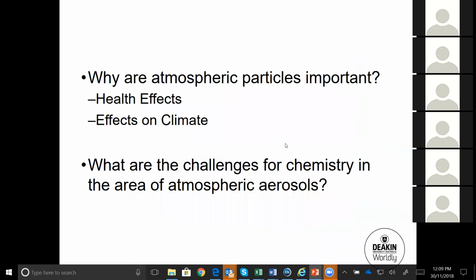So why are atmospheric particles important? They are important due to their health effects and their effects on climate. The challenges associated with atmospheric aerosol chemistry are that particles are too small. We have problems with collection, then detection and further analysis, and then how to link it with real toxicity and how to link it with human toxicity.